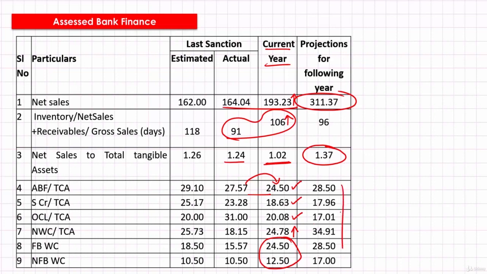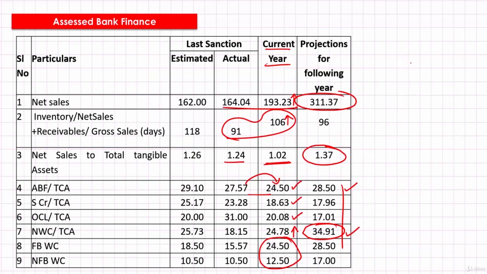And even here, if you notice, there is an increase in ABF to TCA, but there is a good increase in net working capital to TCA also. So this is fine, this is considered as okay, right? So this is how ABF, assessed bank finance, is done.